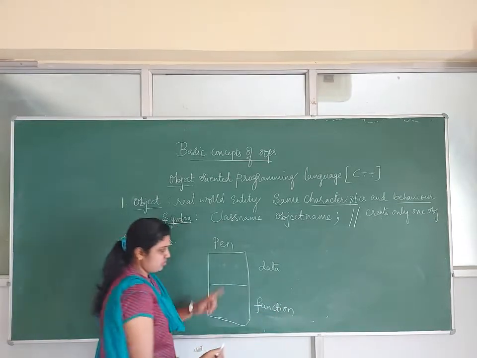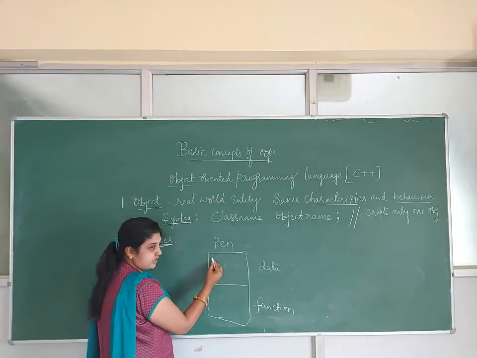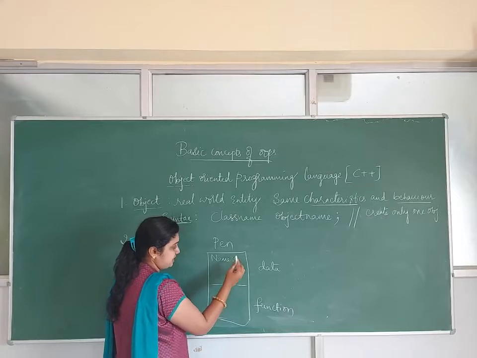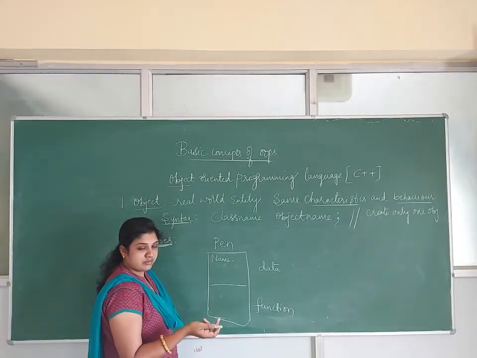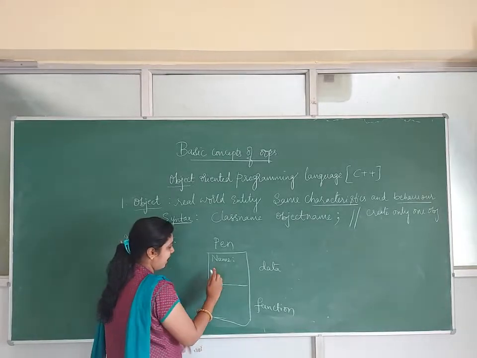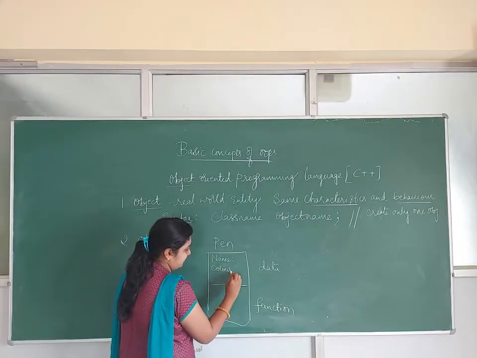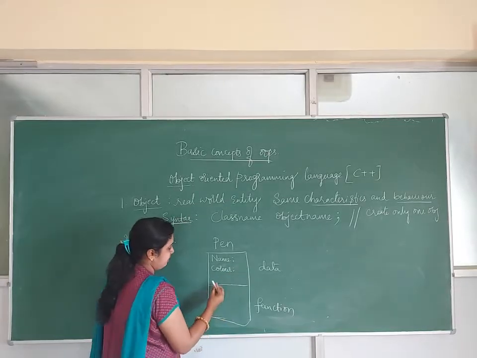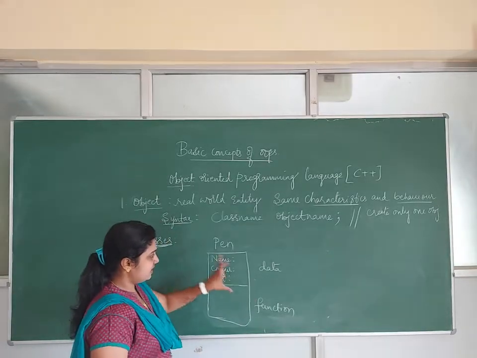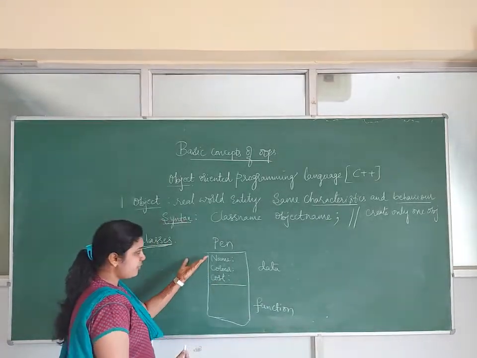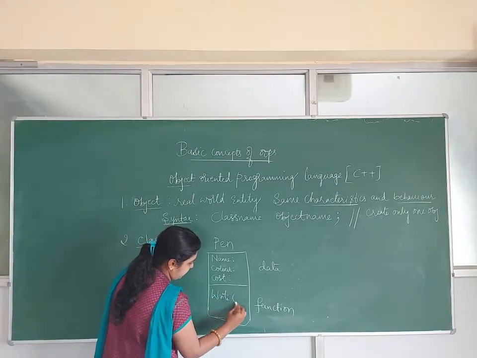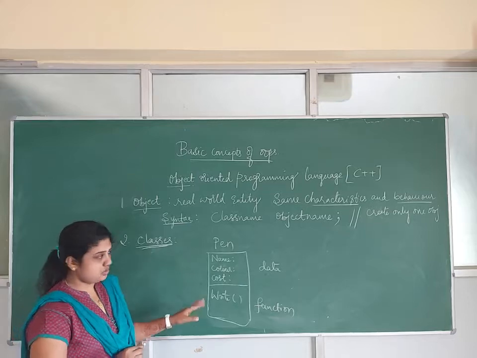What is meant by data? Data means the name of a pen, like gel pen, Reynolds pen, or Cello Tip, everything which comes under name. And color, like red, black, or pink, anything. Then cost. These three we are calling data. And what is the function of a pen? It is mainly used to write.